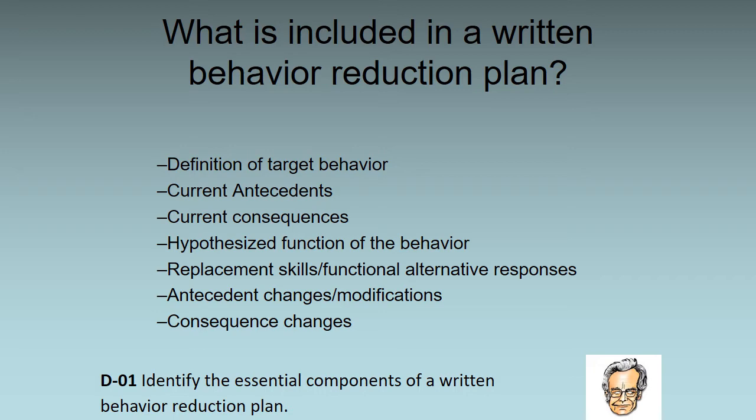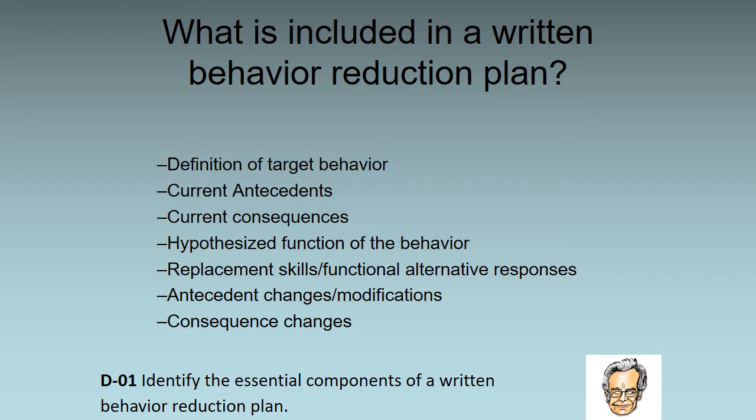Consequences, or reactive strategies. These are procedures that are to be followed when the behavior does occur. So again, what is included in a written behavior reduction plan are four main elements. The definition of the behavior of interest. This will include baseline data for frequency, duration, or intensity, or all three, as well as baseline antecedent conditions. So what are the current antecedent conditions that are fashioning the behavior, and what are the current consequences or reinforcement that is leading to the behavior.